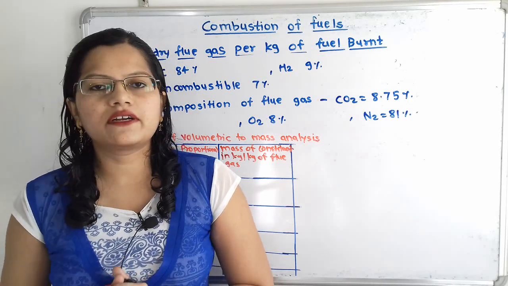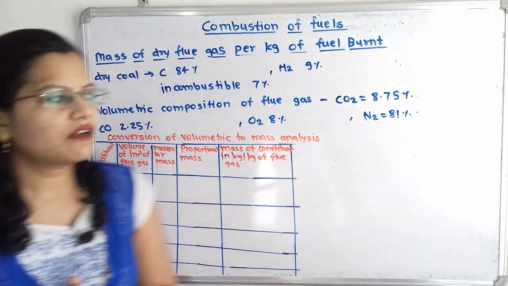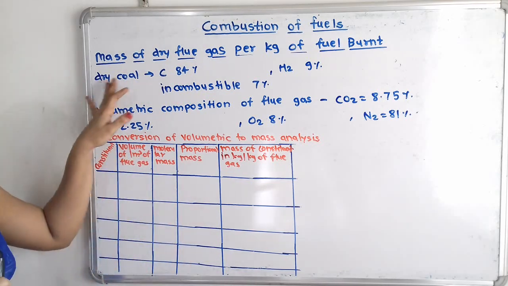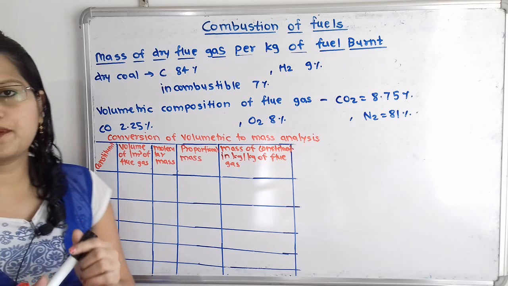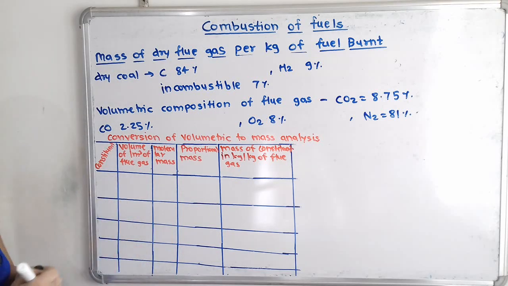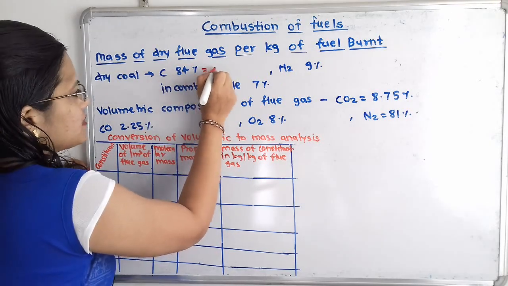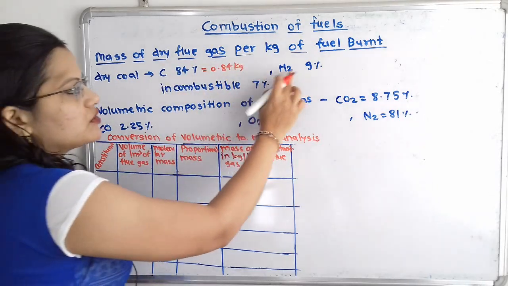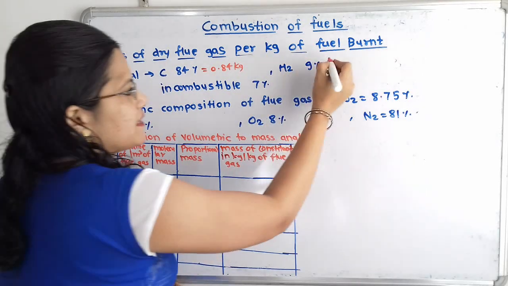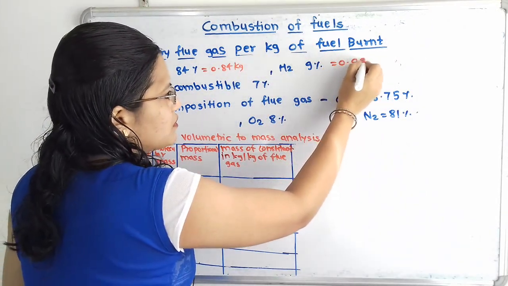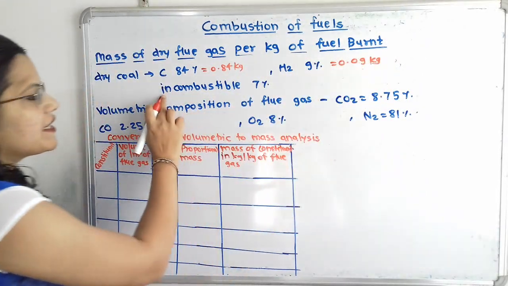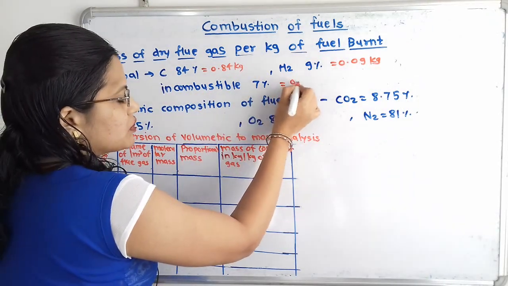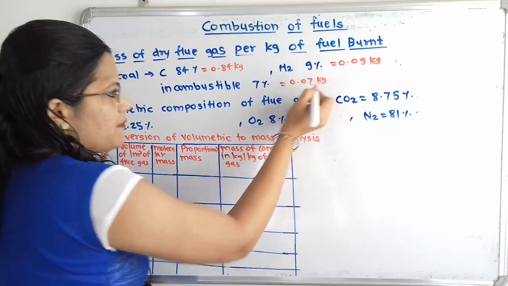Let us first understand the given data. Now here the fuel composition is given by mass. So for the dry coal, carbon is 84% by mass. So 84/100, that is equal to 0.84 kilogram. Then hydrogen is 9%, so we can say 9/100, 0.09 kilogram. Incombustible 7%, which is equal to 0.07 kilogram.